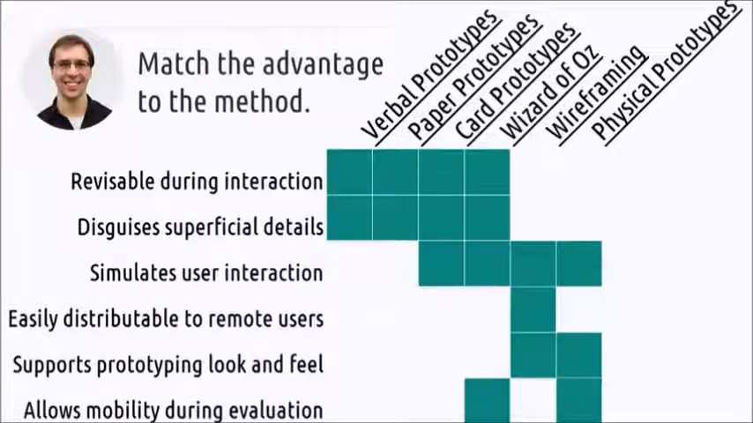However, as we prototype, we need to move from designing interfaces to designing interactions. And verbal prototypes and paper prototypes don't really cover interactions. They cover showing something and asking the user what they think, but they don't really go further than that. Card prototypes, Wizard of Oz prototypes, to a certain extent wireframing, and to a certain extent physical prototypes, all let us actually simulate the user interaction.